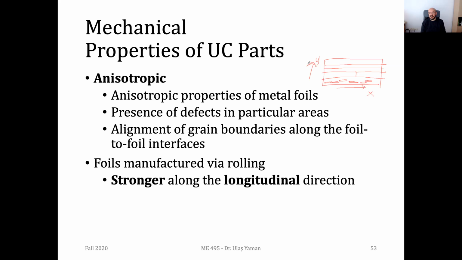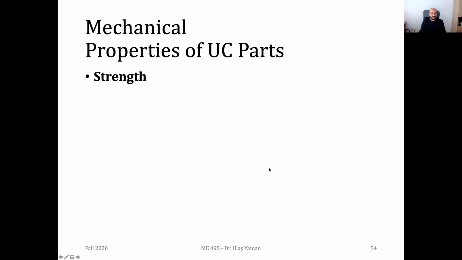But in the Z direction, since we have these grains bonded together, the maximum strength we can have is in the X axis. And I said extrusion, but these foils can also be manufactured with rolling. It doesn't matter. We will always have grains in this X direction.